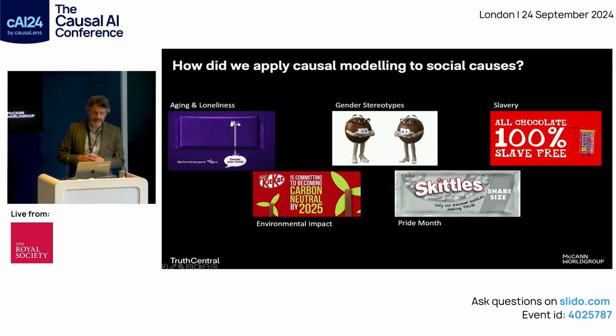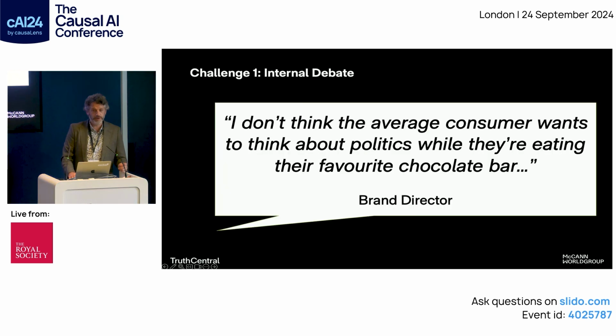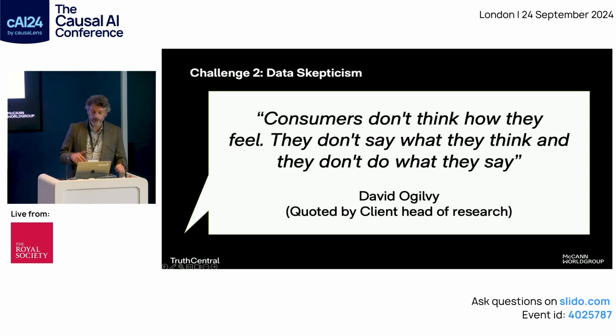So coming back to this really interesting question around social causes. Often there are tensions around social causes in marketing environments. As a brand director, the client said, I don't think the average consumer wants to think about politics while they're eating their chocolate bar. Someone also quoted this very famous quote from David Ogilvy: consumers don't think how they feel, they don't say what they think, and they don't do what they say. And the number of times I've had this thrown at me as a researcher, almost as a reason not to do research. What was wonderful about this was, we agree with you, and that's why we're using causal modelling.